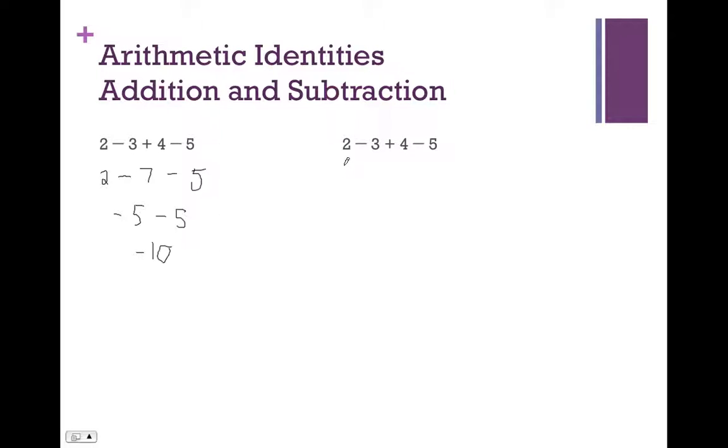Now I will show you using the additive inverse. Here we can perform the calculations in any order we like. So let's start by changing the subtractions into their additive inverse, and then I'll work from the outside in. So we'll have 2 plus negative 3 plus 4 plus negative 5.